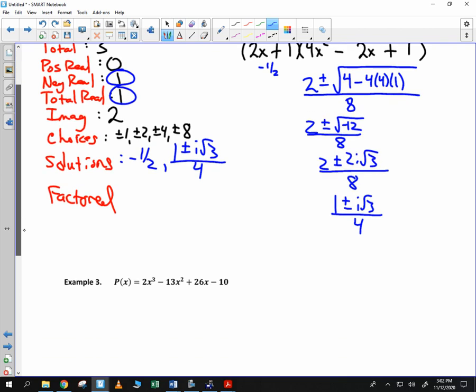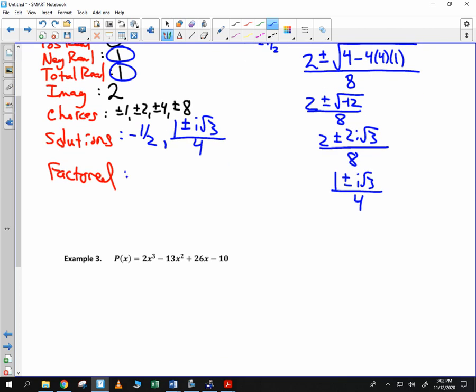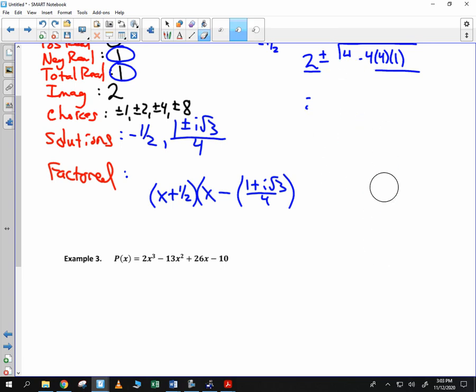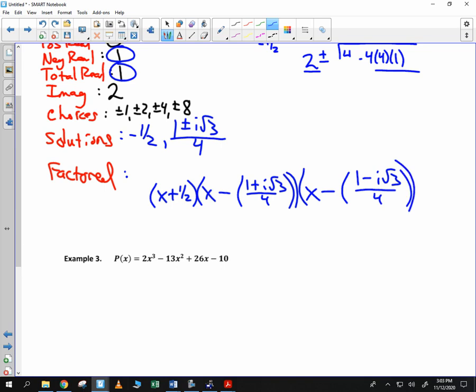If you were then to write this in factored form, we have x plus 1/2 times x minus (1 plus i roots of 3 over 4) times x minus (1 minus i roots of 3 over 4). So maybe you can understand now why I wrote x minus in the previous situation. That way we don't make that mistake.